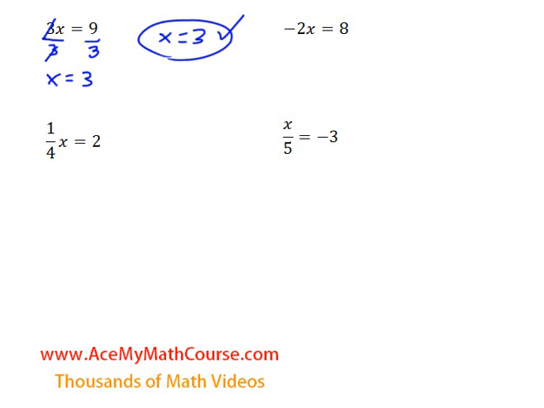Okay, now here we have negative 2x is equal to 8. So again, we want to get rid of this, so we have x is equal to something. So what can I do? Well, I can divide both sides by negative 2. Negative 2 divided by negative 2 is just 1. So I essentially now have 1 times x, which is just x, is equal to 8 divided by negative 2. And 8 divided by negative 2 is negative 4. So that is the answer, negative 4.